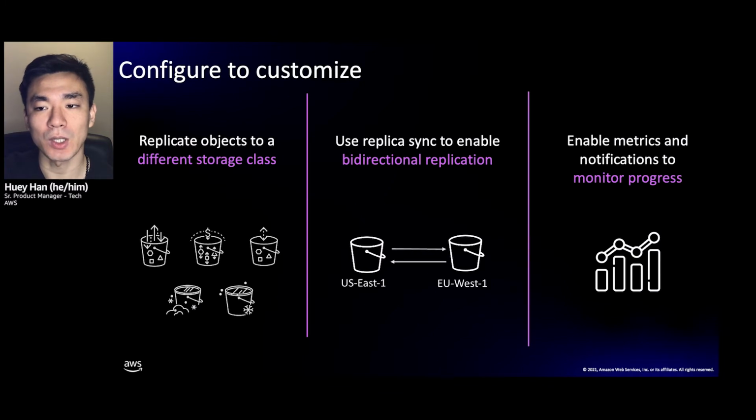And the last feature we want to call out is metrics and notification. This is a feature that once enabled will help you monitor replication progress, including replication latency, how many bytes are pending replication, and how many operations are pending replication. It's really useful when you want to have granular visibility into replication progress.